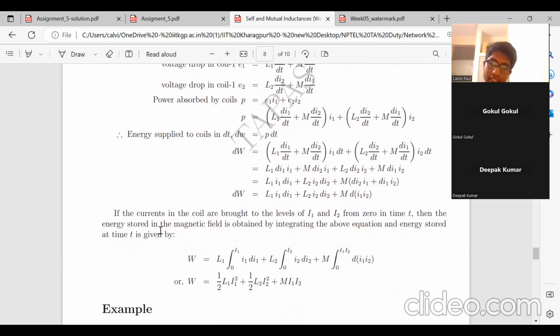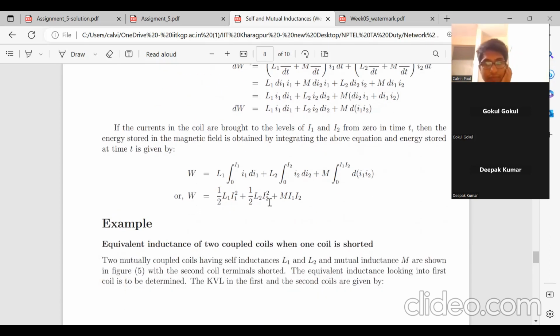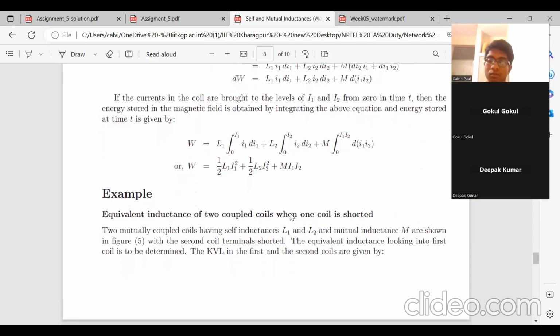Now we want to get the total work done. So that is the total energy stored when we go from 0 to time t. So it will be L1 into integration 0 to I1, I1 di1, plus L2 integration of 0 to I2, I2 di2. Okay, we get these values and then we integrate, we get it in this form. All right. Work done is half L1 I1 square plus half L2 I2 square plus M into I1 into I2. So any doubts in this concept? No, sir.